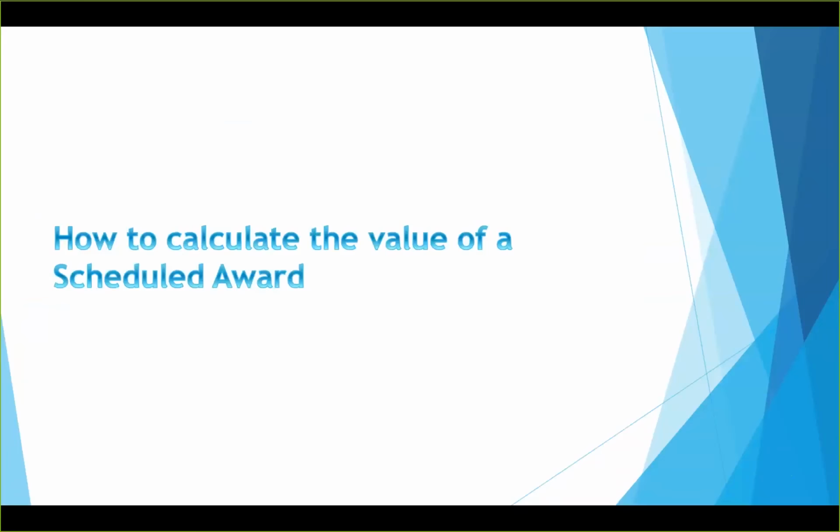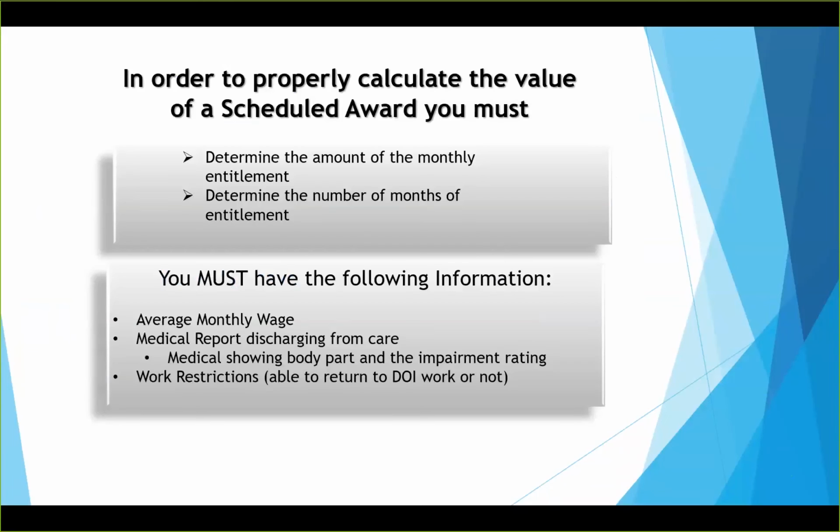Now we're going to learn how to calculate the value of a scheduled award. In order to properly calculate the value of a scheduled award, you must determine the amount of the monthly entitlement and determine the number of months of that entitlement. You're going to need the following information in order to do this. The average monthly wage must be established, and you'll need a medical report, which would include discharge from care, the body part and impairment rating, and the restrictions, if any, and it needs to also indicate whether the injured worker is able to return to his or her date of injury work.